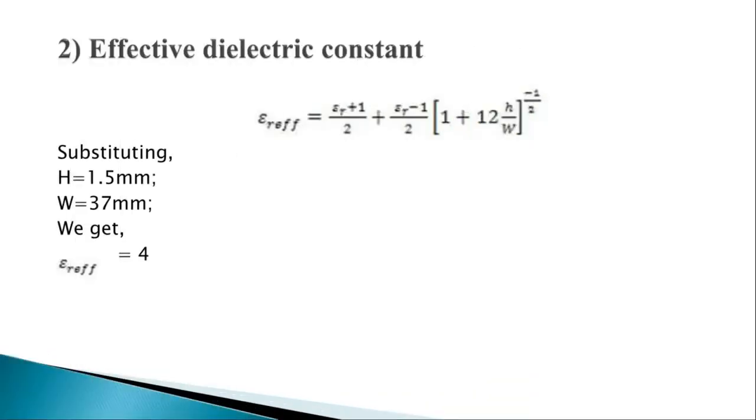Step 2, calculation of effective dielectric constant. This is based on height, dielectric constant and calculated width of patch antenna. Formula of effective dielectric constant is epsilon r plus 1 divided by 2 plus epsilon r minus 1 divided by 2 in bracket 1 plus 12 into h by w raised to minus 1 by 2. After substituting the value of h and w, we get effective dielectric constant equal to 4.